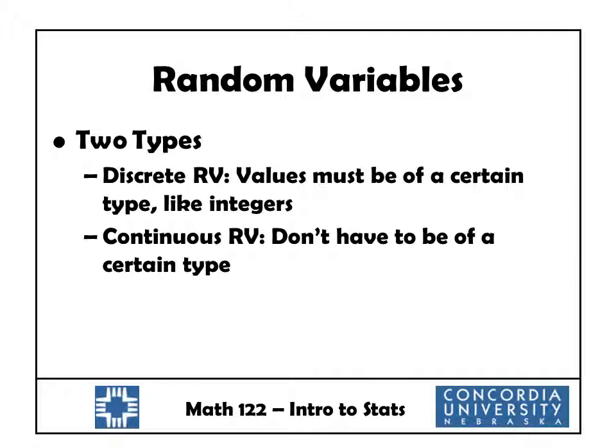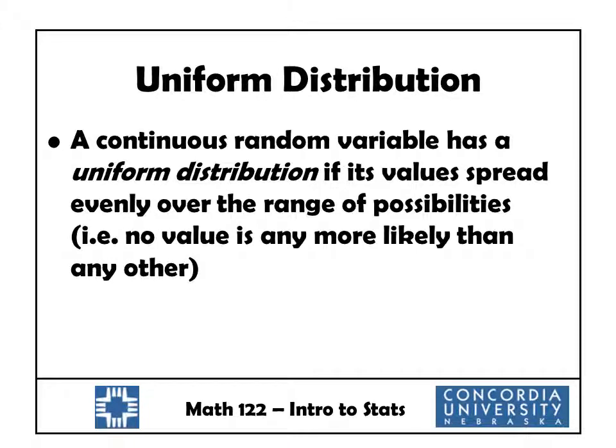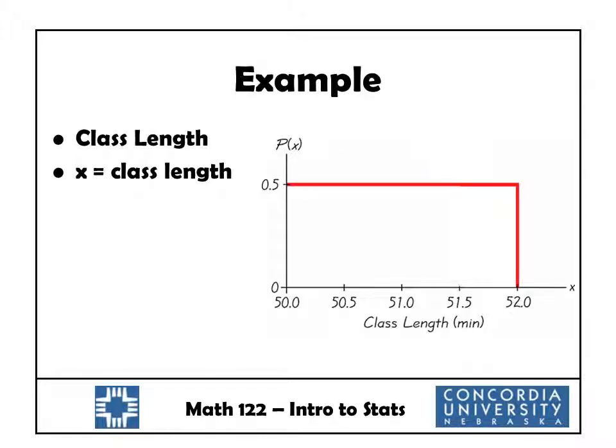Chapter 5 we talked about discrete random variables. Chapter 6 we talked about continuous random variables. The first type of continuous distribution that we talked about was a uniform distribution. Uniform distribution means that kind of everything is equally likely. So the example we gave in class dealt with the length of the statistics class that always went between 50 and 52 minutes, and no time was any more or less likely than any other.